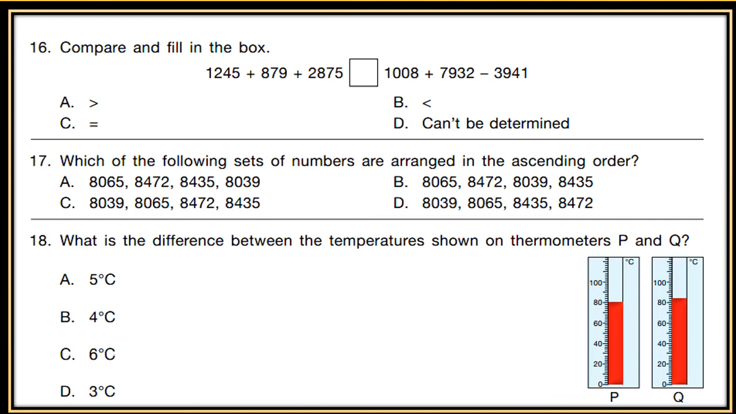Question number 17. Which of the following set of numbers are arranged in the ascending order? Now ascending means small to large. So see in which options numbers are arranged in ascending order. What is the difference between the temperatures shown on thermometers P and Q? Now first read the temperatures on thermometer P and Q and then find out the difference.